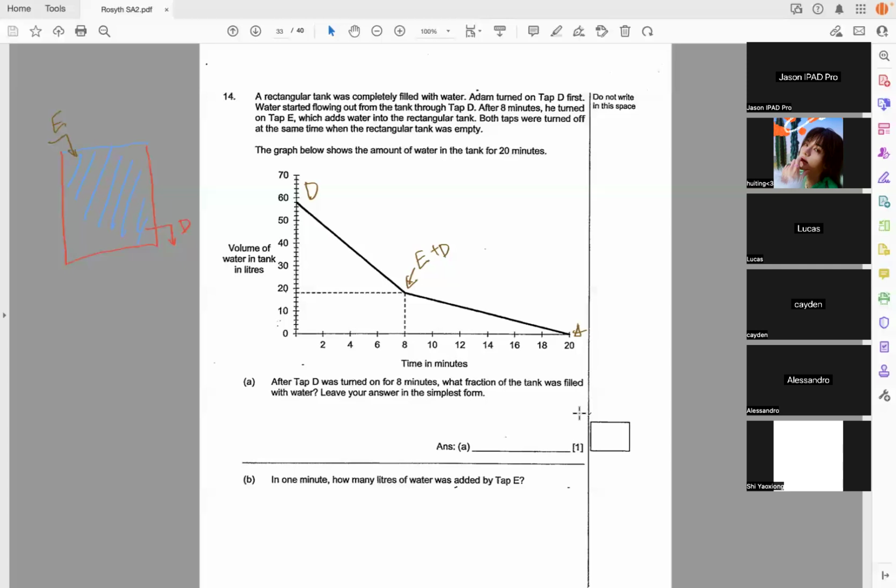Any question? You must understand what this question is talking about first. So the first 8 minutes, only tap D, all right? Let's read. After tap D was turned on for 8 minutes, what fraction of the tank was filled with water? So the tank was here, right? Then after 8 minutes, it becomes here.